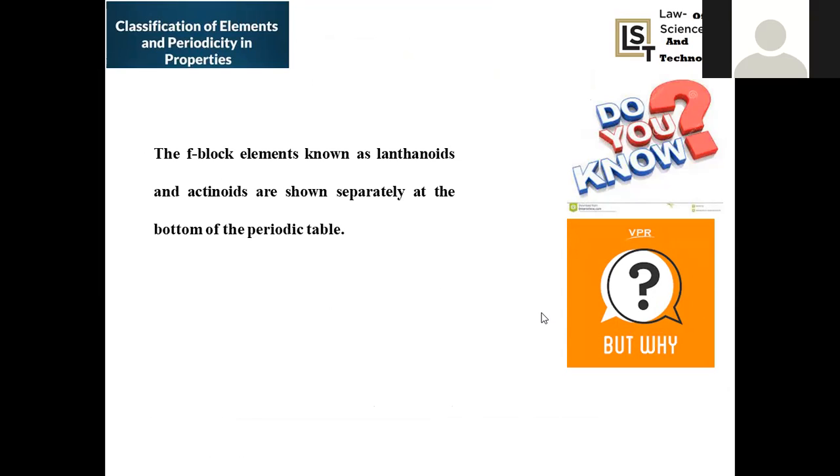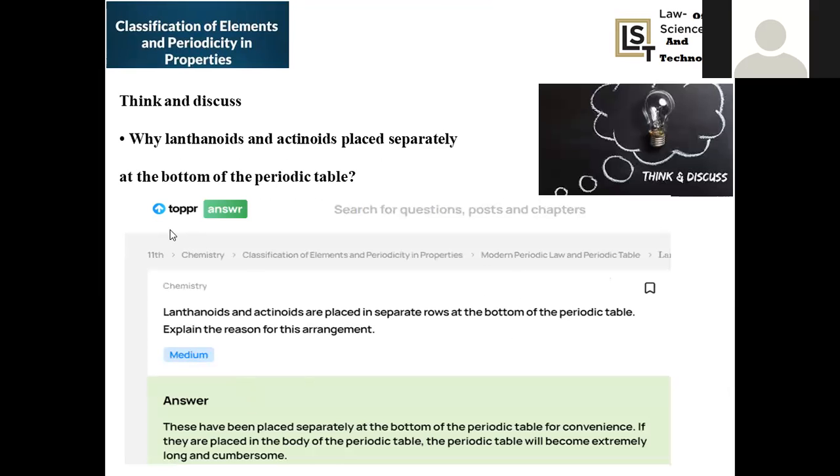And there is another interesting fact we have to know: why f block elements are separate, why we are not incorporating all these in the mainstream, why they are kept separately beyond the periodic table. F block elements, known as lanthanides and actinides, are shown separately at the bottom of the periodic table. What could be the main reason for that? I collected this answer from Toppr. Thank you for your contribution. Why are lanthanides and actinides placed separately at the bottom of the periodic table?